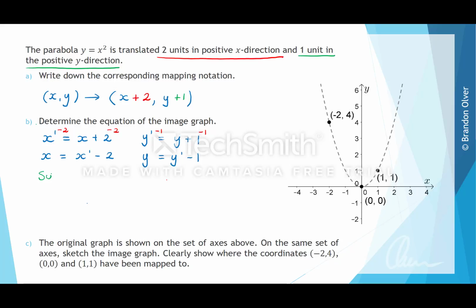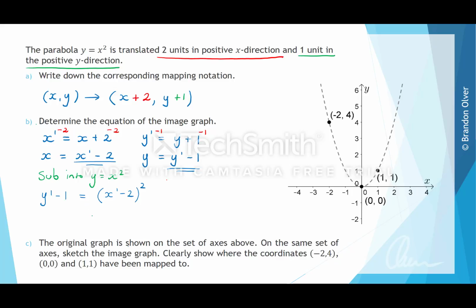The next thing we do is we substitute the values that we just found into the original equation, which is y equals x squared. So that means wherever we had y, we now write y dash minus 1, which comes from the equivalent equation back here. And that's going to be equal to wherever there was an x, we're going to put x dash minus 2, and that's all squared. So the substitution there came from this equation.